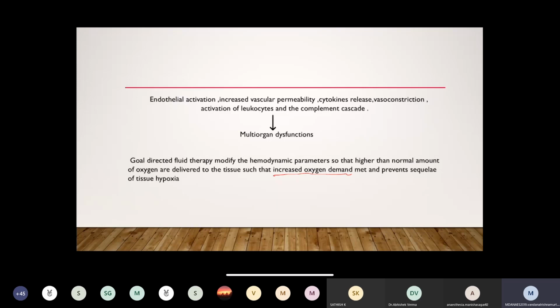The cardiac index which we must maintain must be more than 4.5 liters per minute per meter square. Oxygen delivery index must be maintained at more than 600 ml per minute per meter square, and oxygen consumption index must be more than 170 ml per minute per meter square, such that the oxygen is delivered to the tissue and oxygen demand is met.